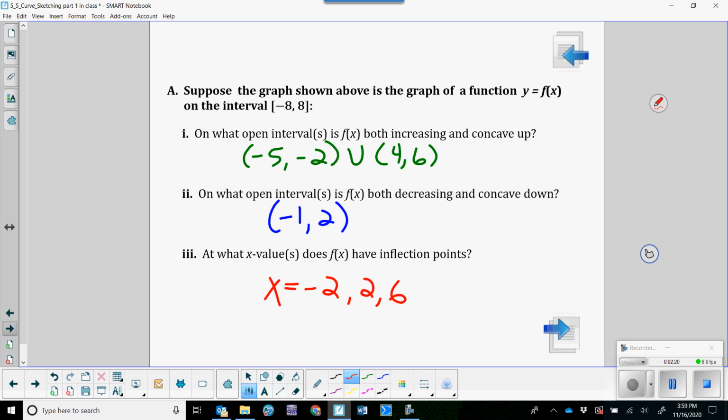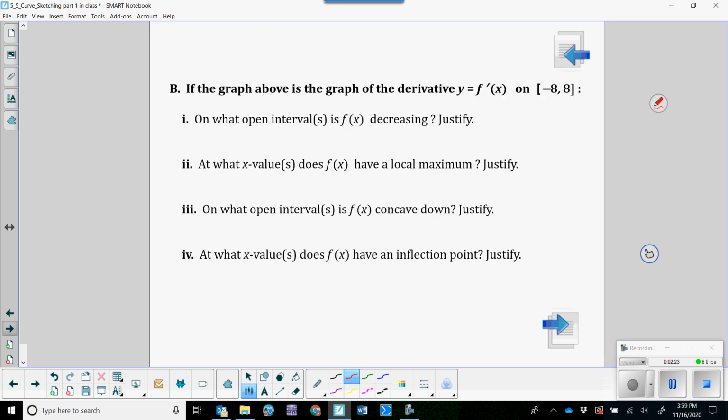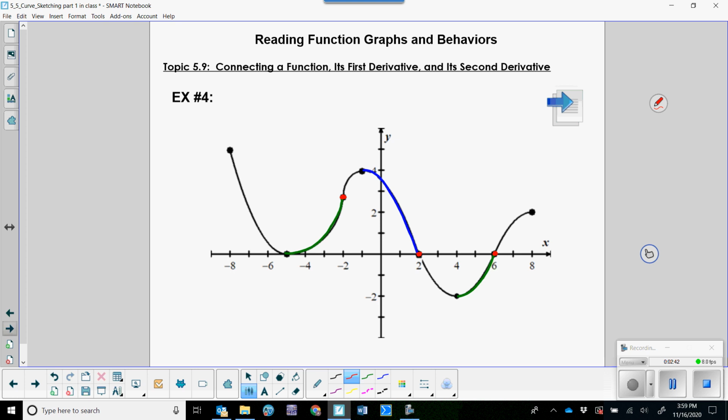Now the interesting next question is, let's consider that graph to be the graph of f prime. So now the question is, on what open intervals is f of x decreasing? Remember, this time you're thinking of this graph as f prime. So I'm going to get rid of those marks. Now we're considering this to be the derivative, and we want to know when f of x is decreasing.